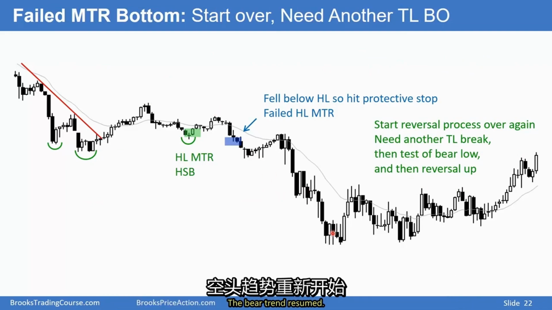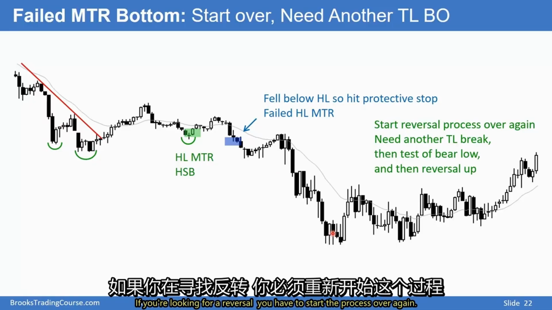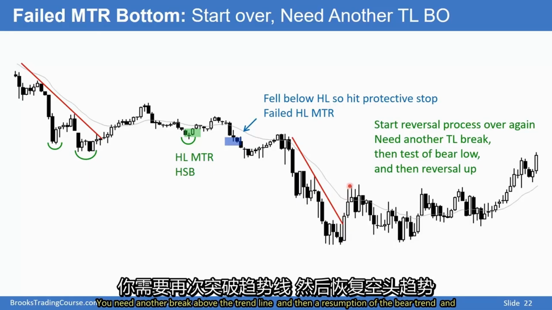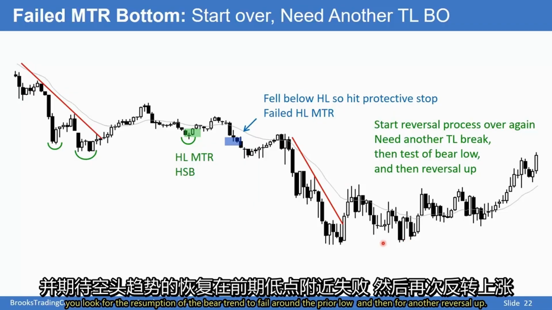The bear trend resumed. If you're looking for a reversal, you have to start the process over again. You need another break above the trend line and then a resumption of the bear trend, and you look for the resumption of the bear trend to fail around the prior low and then for another reversal up.